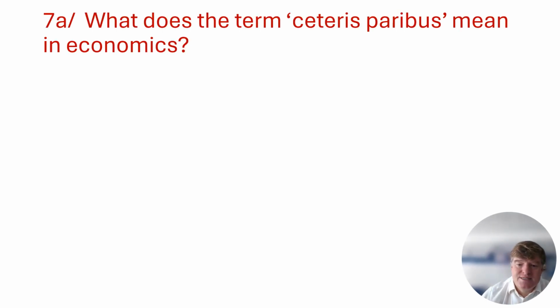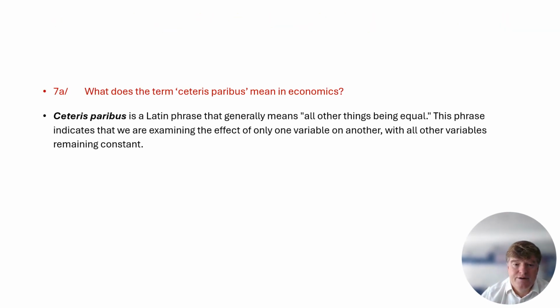Ceteris paribus. What does this term mean? An important term in economics. It's a phrase that means all else being equal. So it means that we're examining only one thing at a time. We're assuming that everything else stays the same. For example, in a supply and demand situation, maybe we're just changing the price. That's the only thing we change. Everything else stays the same.